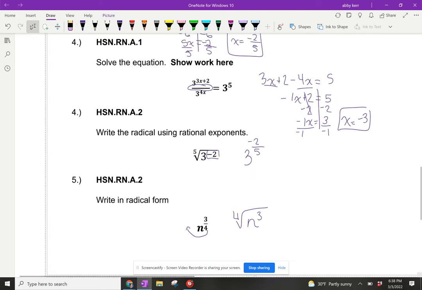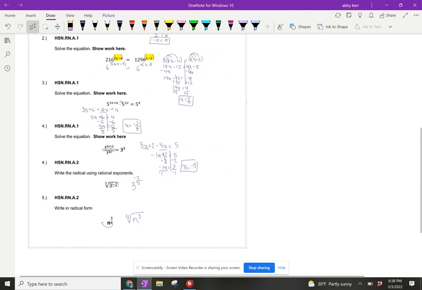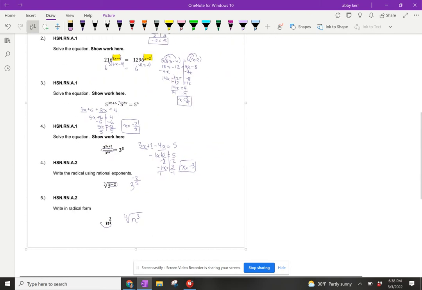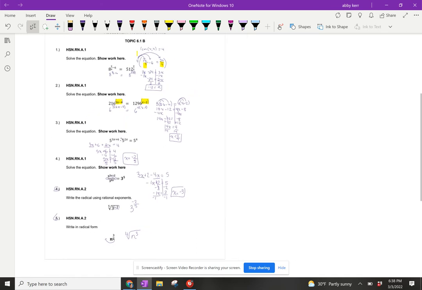So those are the problems going over 1 through 5. I'm sorry, I misnumbered this. 1 through 6. So please email me if you have any more specific questions for me.